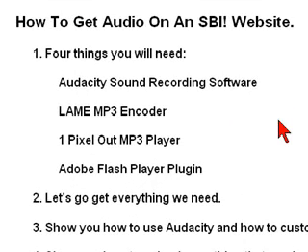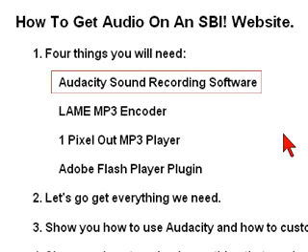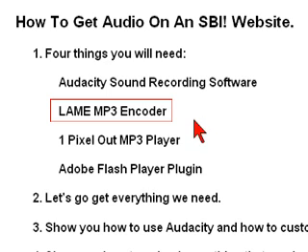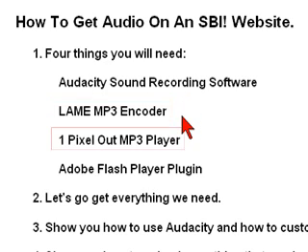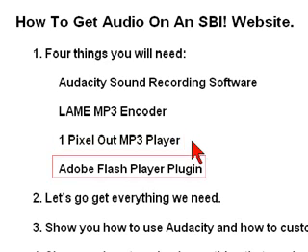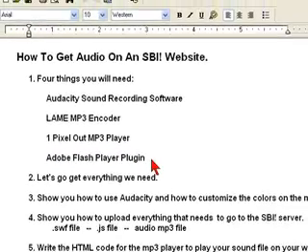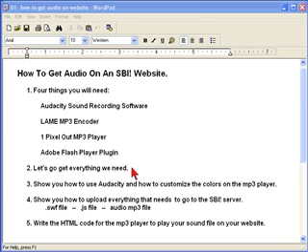So how do you get audio on an SBI website? Well, there's 4 things that you need. First thing is Audacity sound recording software. The second thing is the lame MP3 encoder. Now don't let that name scare you. All it is a small piece of software that Audacity uses to output MP3 files. The third thing is that MP3 player that I showed you, and it's called the 1 pixel out MP3 player. The last thing that you may need is the Adobe Flash Player plugin. Let's go get everything that we need.